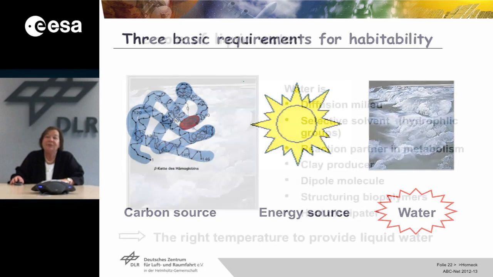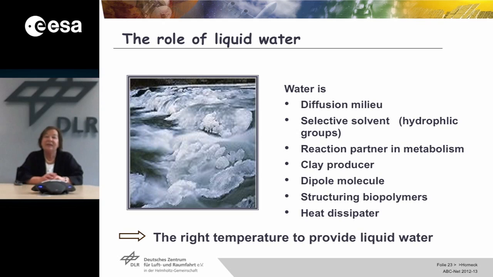And why water? Water has so many functions. You think it's only a solvent, but it is a selective solvent, because depending on the molecule, if you have hydrophilic groups or hydrophobic groups, the molecules can be oriented. It's a diffusion milieu. It's a reaction partner in many metabolisms, for instance in photosynthesis. In photosynthesis, water is split, the oxygen goes into the atmosphere, and the hydrogen is used for reducing the CO2 and making it a biomolecule.